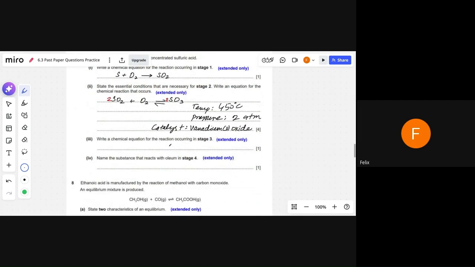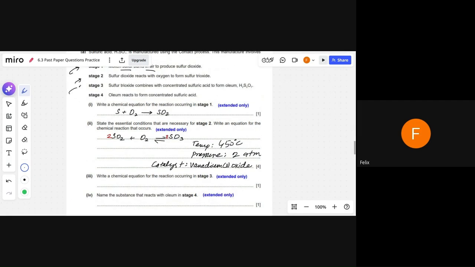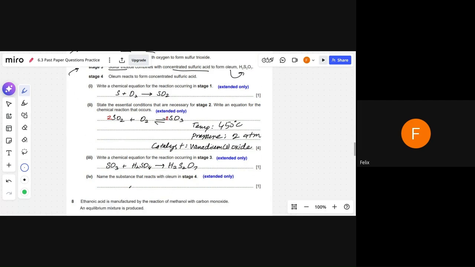And write a chemical equation for the reaction occurring in stage 3. So now stage 3 is sulfur trioxide combines with concentrated sulfuric acid to form oleum. So sulfur trioxide, the formula is SO3, and it combines with sulfuric acid. A sulfuric acid formula is H2SO4, and that's going to make the product oleum. The formula is given, H2S2O7, right? That's it.